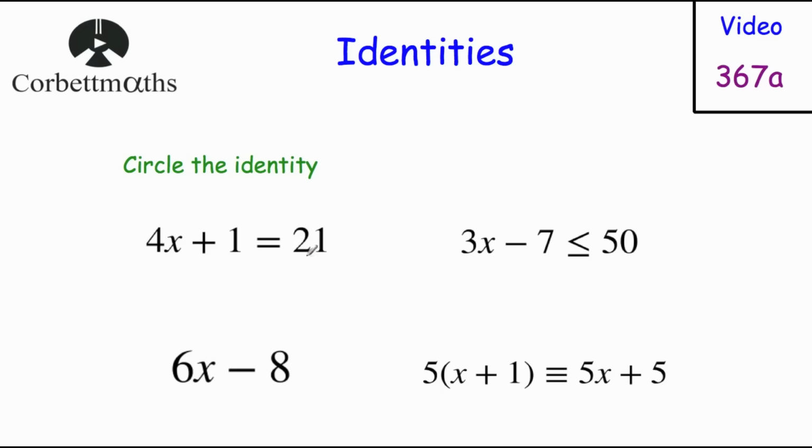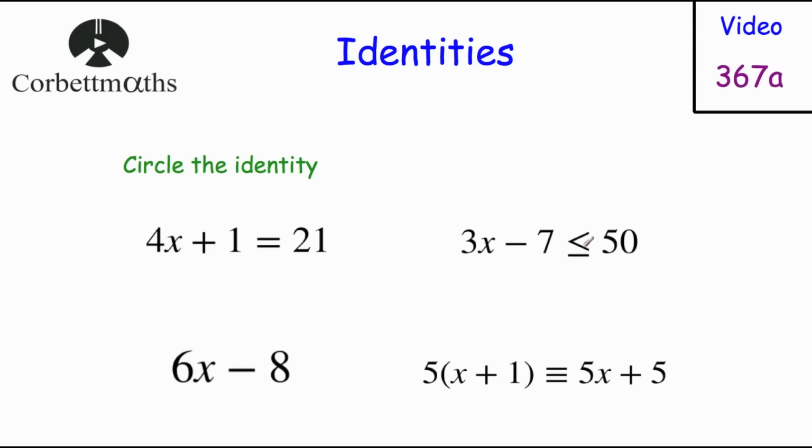We can take 1 away from both sides and we'll get an answer, and if you solve this you would find x equals 5. Now because that's just got an answer, that's an equation, so it's not an identity. Next we've got 3x minus 7 is less than or equal to 50. That's what we call an inequality, because we've got this inequality sign. We've got the less than or equal to sign.